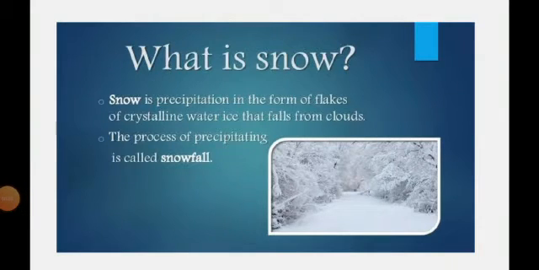I hope you like the water cycle song. So let's start again. What is snow? Snow is precipitation in the form of flakes of crystalline water ice that falls from clouds. The process of precipitating is called snowfall.